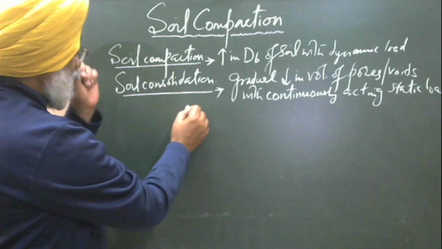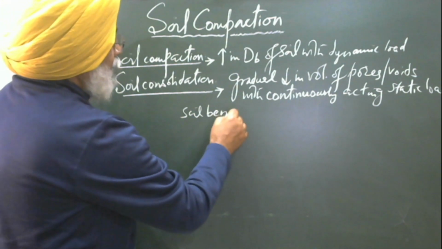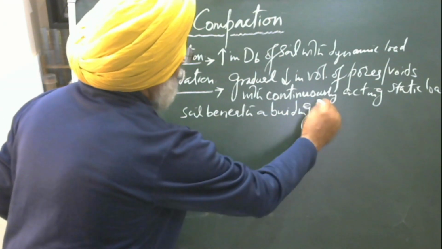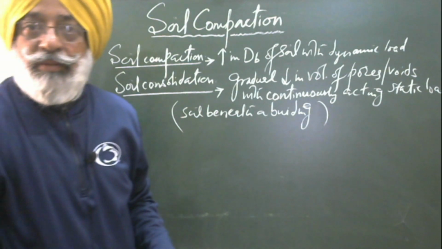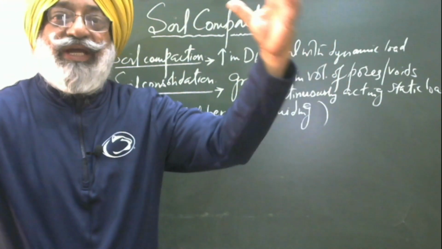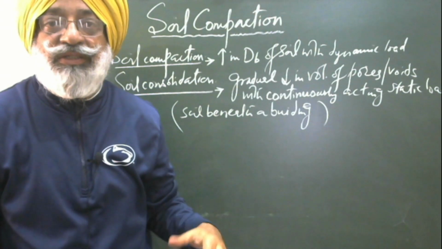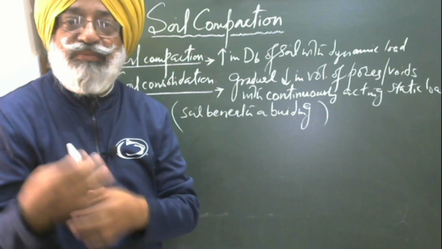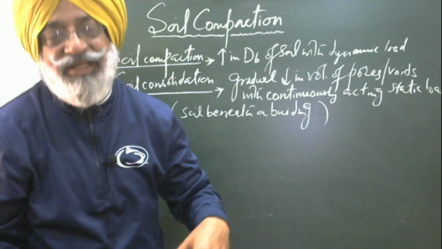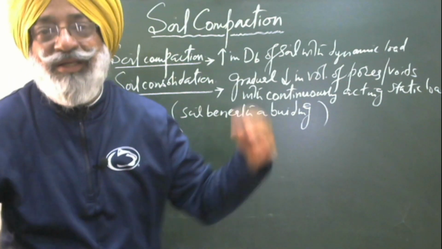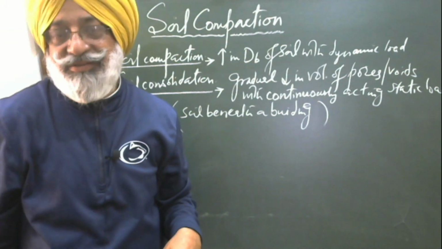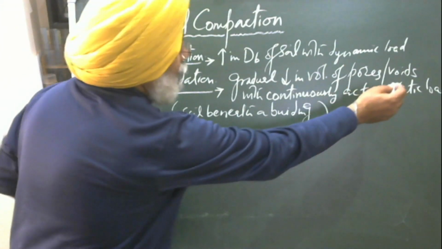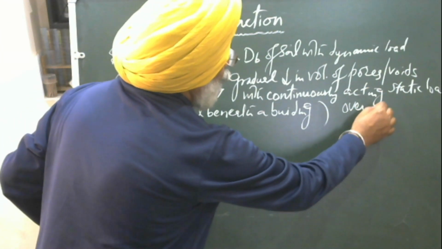The best example is soil beneath a building, because a building is a static load. We know that the building is putting this much load on the soil beneath. And then how that soil gets consolidated, or in other words, from an engineering point of view, to what extent we need to consolidate the soil before putting the building over it. So this is your consolidation. And of course this static load acts over a period of time.